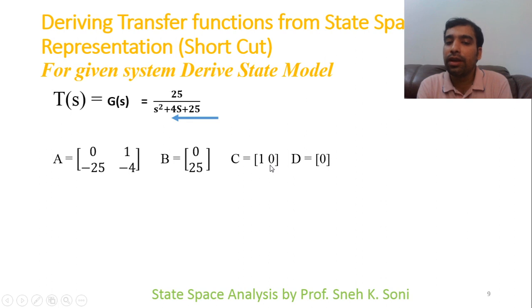C will be again 1 0 because in the numerator there is no s plus 1 or something like that. So here it will be as it is, 1 0, and D will be 0. This will be the representation for the given transfer function. Fine. So I hope it is clear. This is the way you can convert a given transfer function into state space.